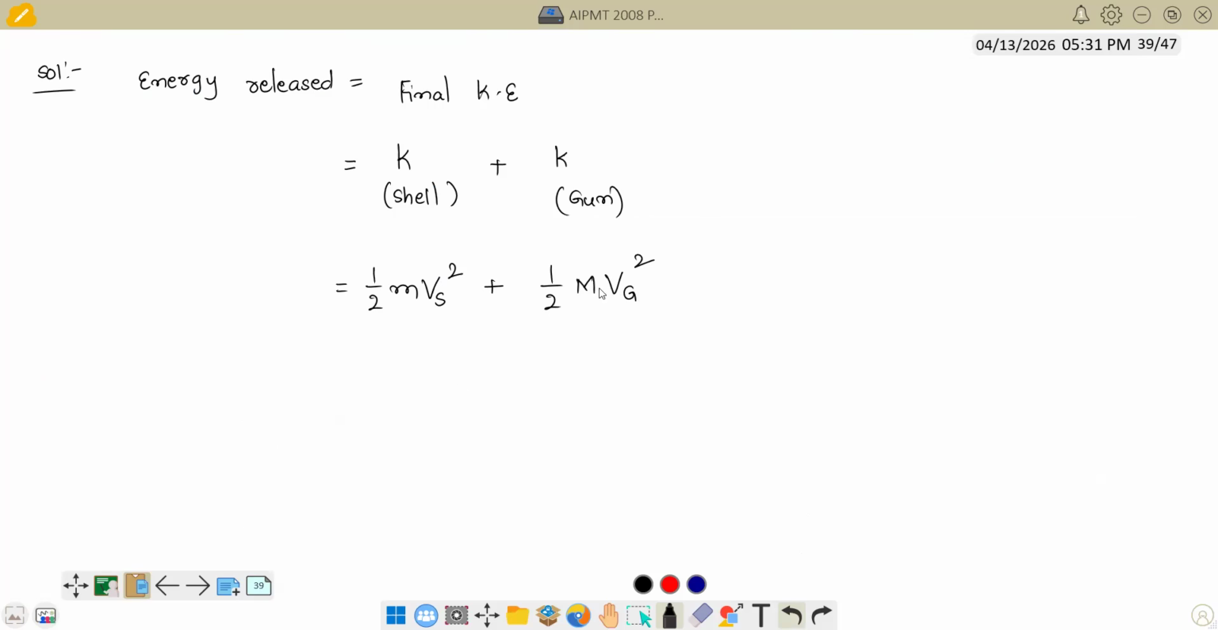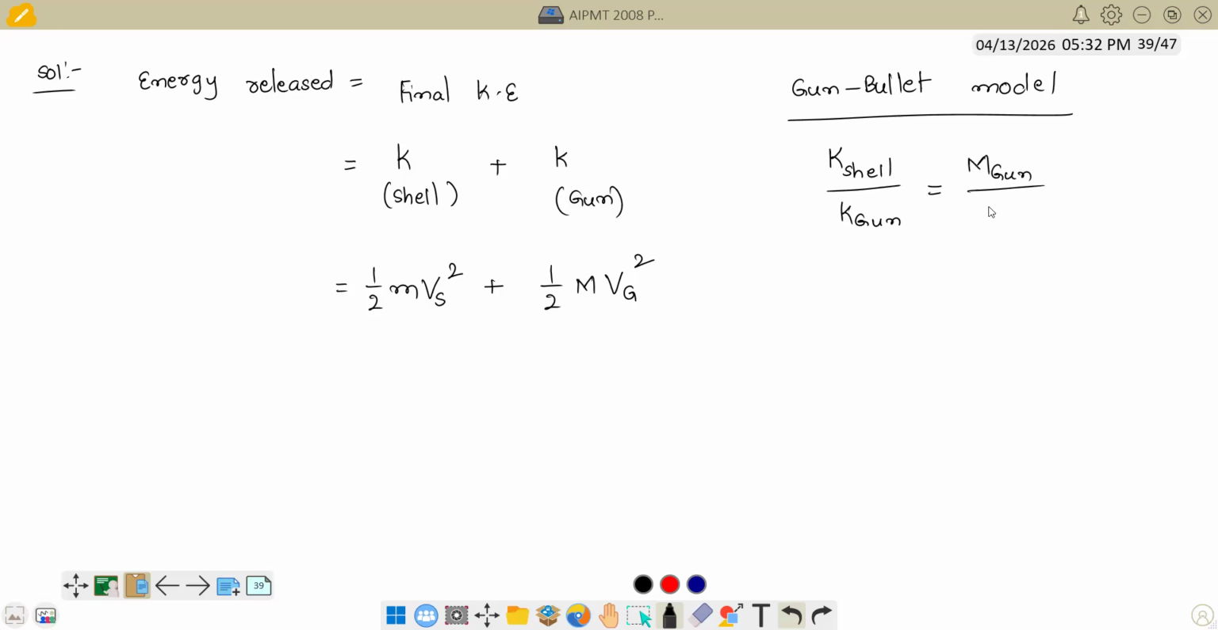And in the gun bullet model, as it is called, there is a very important ratio that you should know. The ratio of their kinetic energies, K of shell divided by K of gun, would be inversely proportional to the masses. Why? Because their momentum would be equal. I will not discuss the concept here in detail. So it will be inversely proportional to their masses, but directly proportional to their velocities. That means it will be equal to velocity of the shell by velocity of the gun. I think not v square.